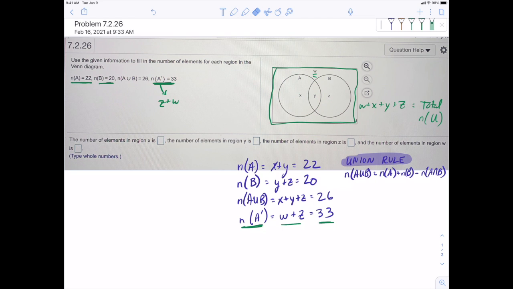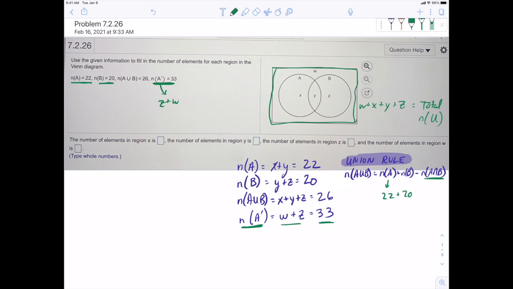That makes sense? So we can just stop here. And now you need to find out the number of things at x, y, z, and w. That's the question. Well, the way that you can figure out the number of things in y, for example, is you can use the union rule, right? So we know the number that's in A is 22. The number that's in B is 20. And the number of things in the union, we don't know this one. We don't know the intersection. We don't know what y is.